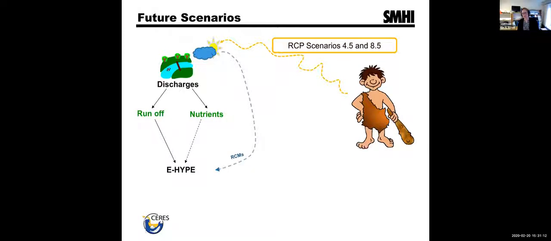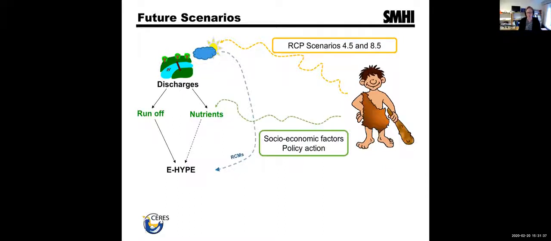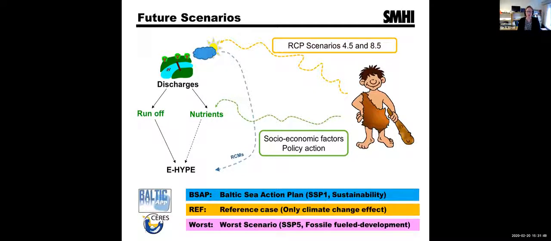And I think I was here somewhere. So now we have the future atmospheric forcing and the future river load forcing, but we also have people acting and living. So we add 3 nutrient scenarios due to socioeconomic factors and also due to policy action, so what the politics will do. So we have 3 scenarios.